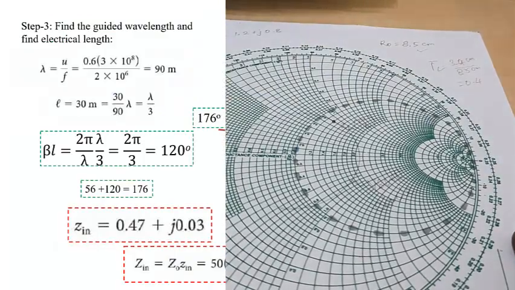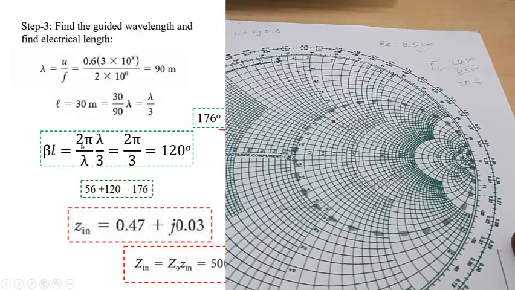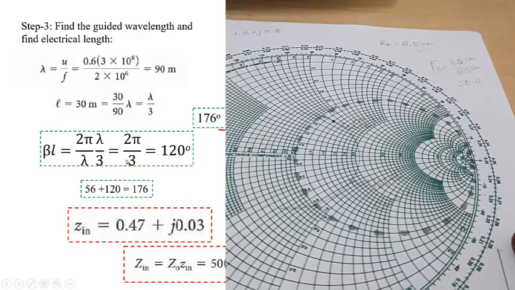Next we have to move the impedance point for a length of 30 meter. So this 30 meter is equal to 30 divided by 90 lambda, which is nothing but lambda by 3. This is the physical length, lambda by 3. The next one we have to calculate is the electrical length, that is beta L. Beta is nothing but 2 pi by lambda, so lambda by 3. When you do that, you will get 2 pi by 3, which is equal to 120 degree. So for 120 degree we have to move that point.